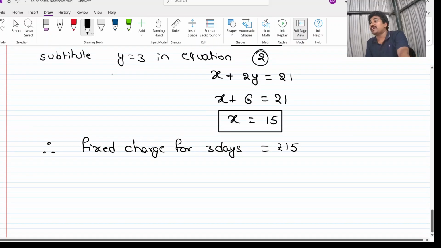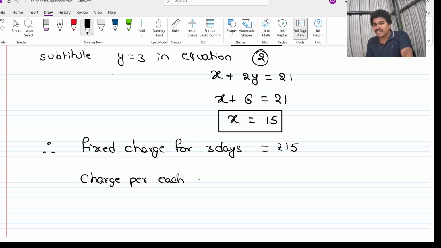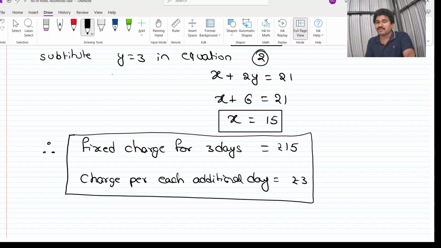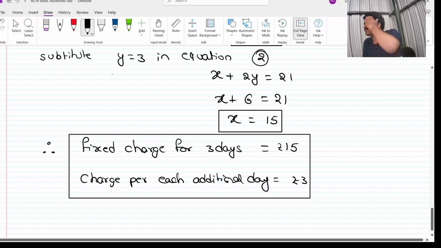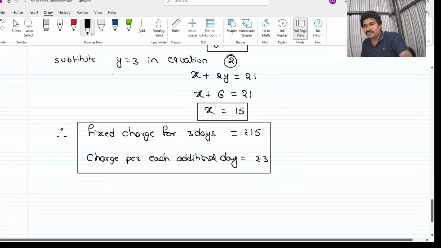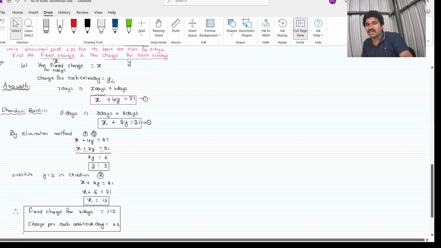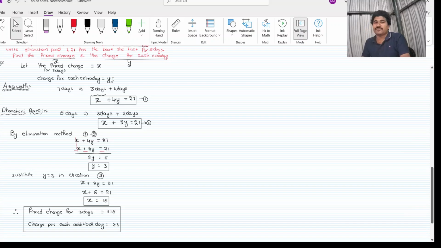And what is the next? Charge for each additional day. Yes or no? How much? 3 rupees. Is that clear? Yes or no? Easier? Very easy, right? See, your presentation should be like this. Is it looking good or not? Yes or no? It is easy for correction also.